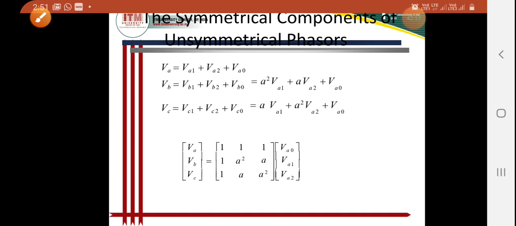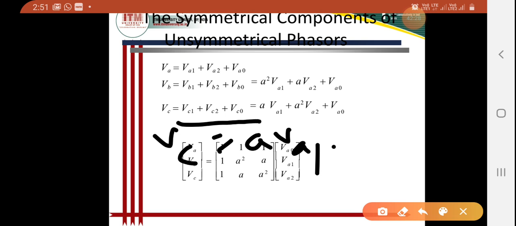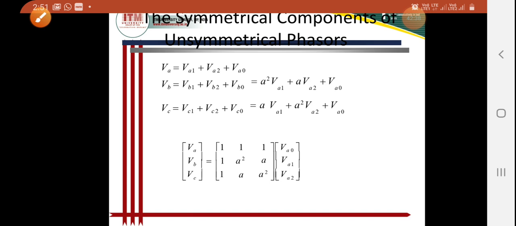Similarly, I can write VC as VC1 plus VC2 plus VC0. In place of VC1 it is a VA1, in place of VC2 it is a squared VA2, and in place of VC0 we can write VA0.